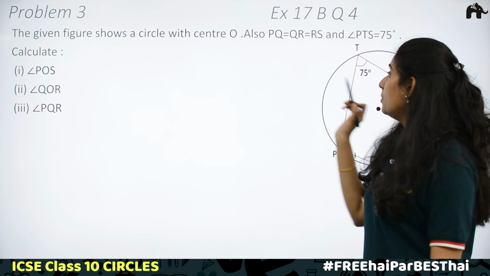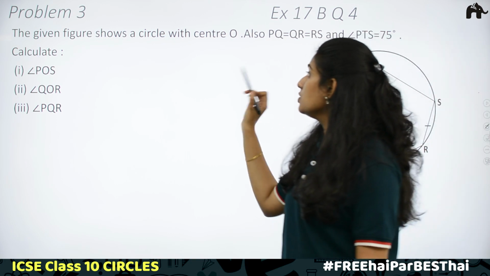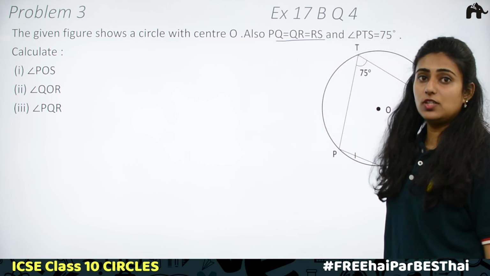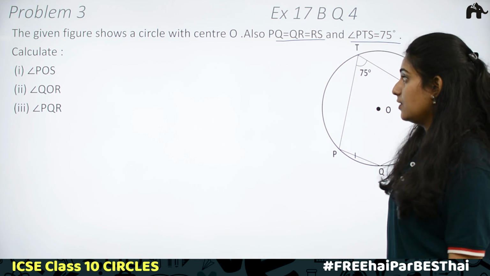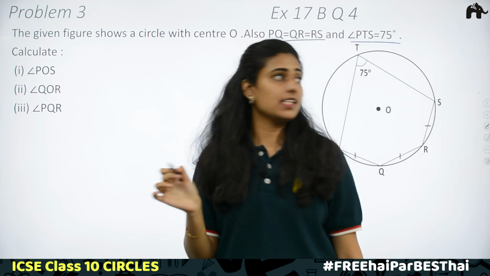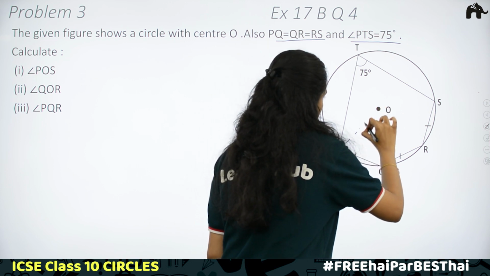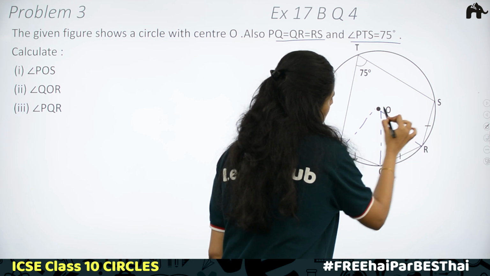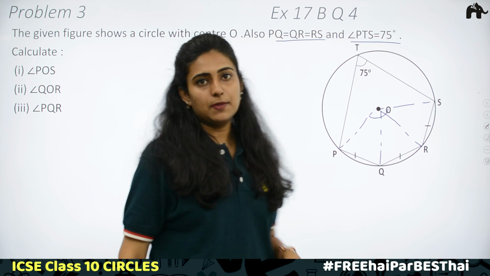Okay, next problem number 3, question 4 of exercise 17B. The given figure shows a circle with center O, also PQ is equal to QR is equal to RS and angle PTS is equal to 75 degrees. We have to calculate POS. So, I am joining here. POS is this angle. This total angle is POS.